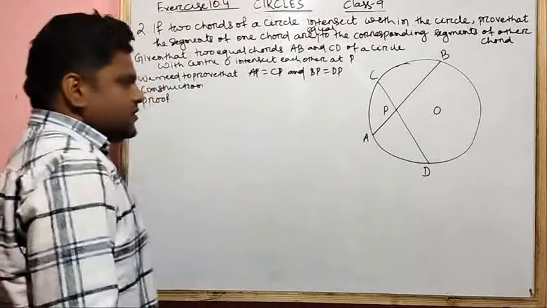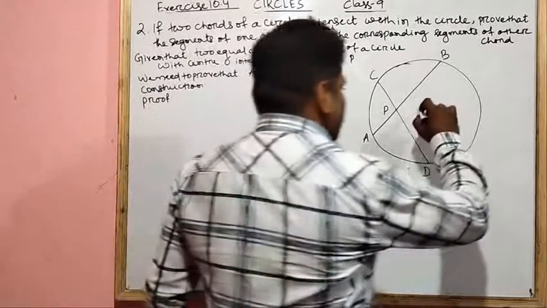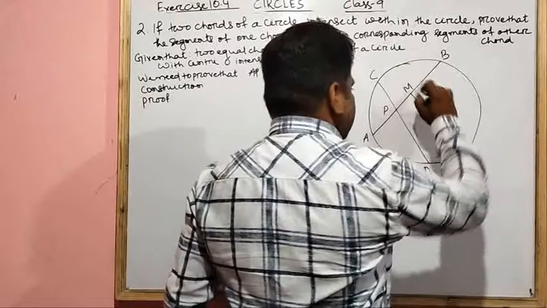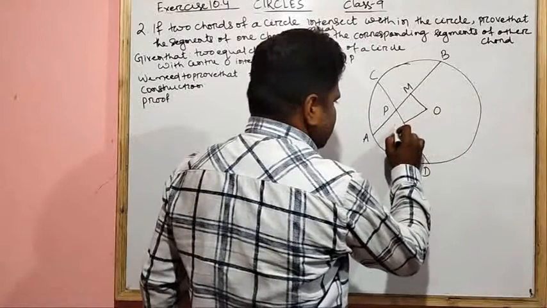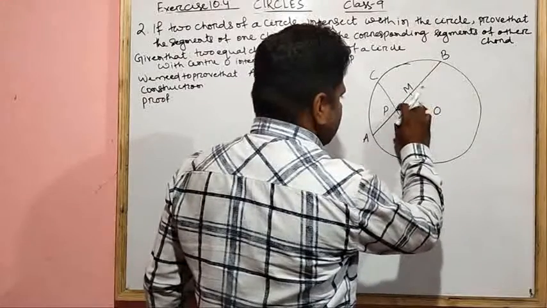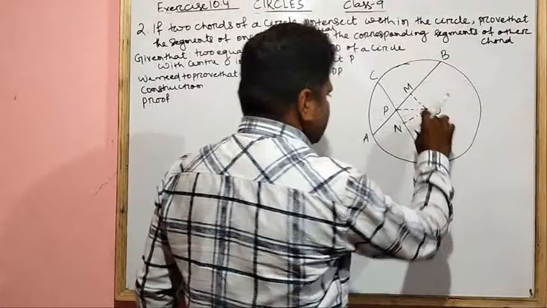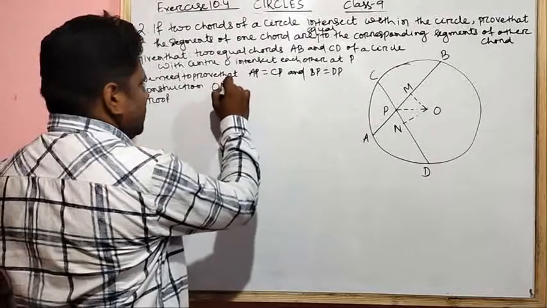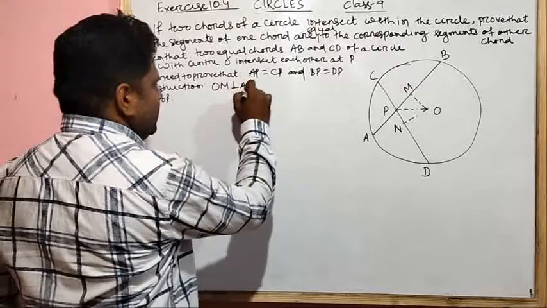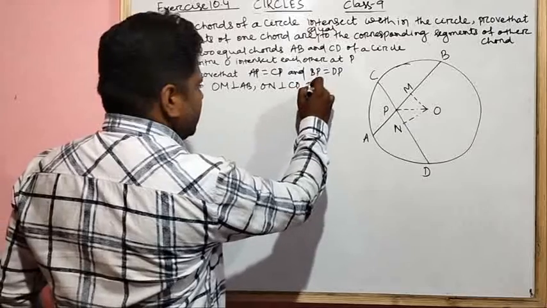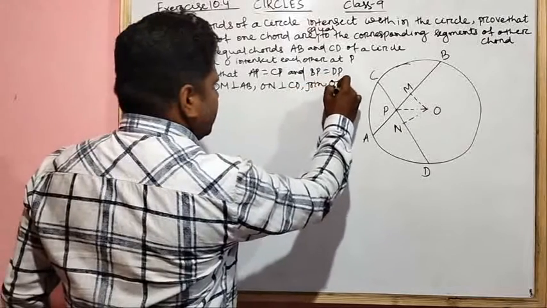For this purpose, let's construct OM perpendicular to AB, ON perpendicular to CD, and join OP, like this. So construction: OM is perpendicular to AB, ON is perpendicular to CD, and join OP.